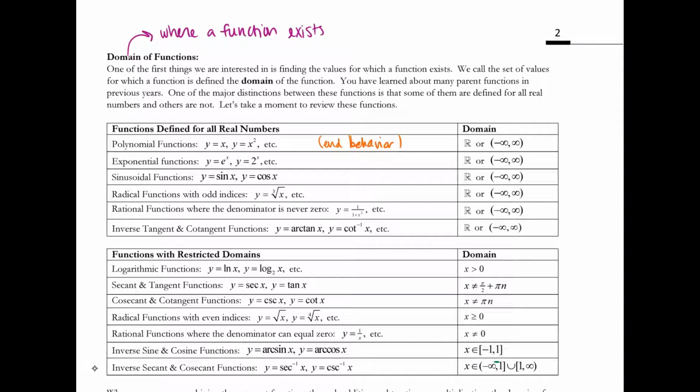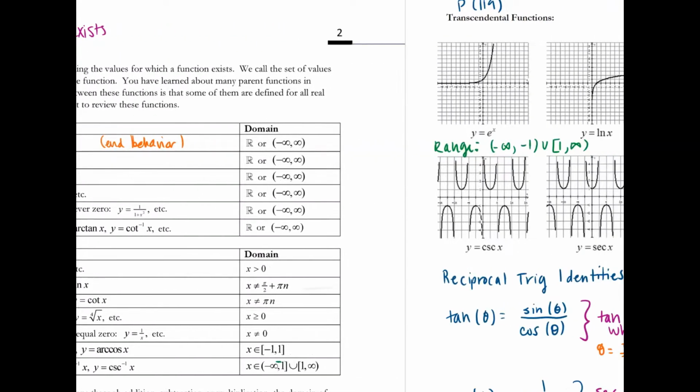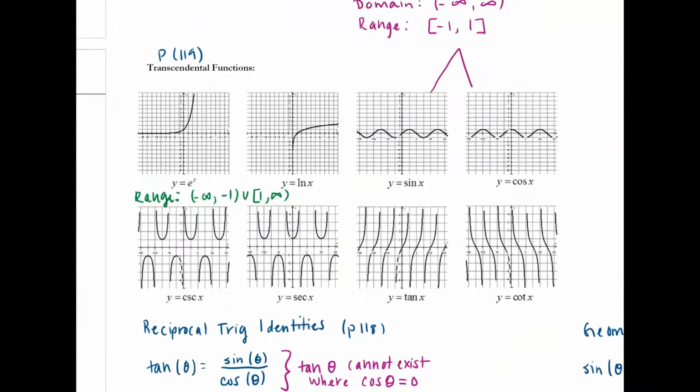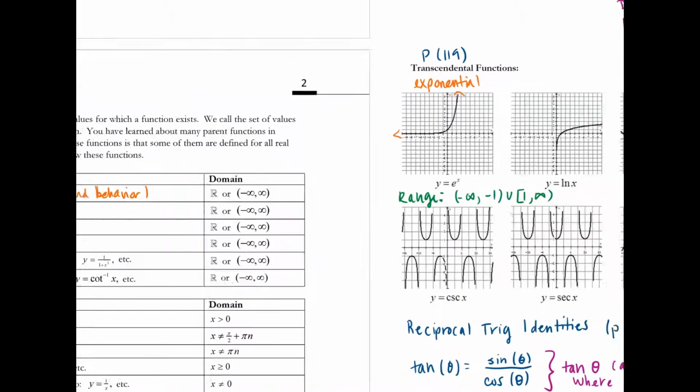For our exponential functions, I'm going to reference some stuff over here. So these are the graphs from page 119. If I look at this exponential with a base e, the exponential functions, their domain is unrestricted. Now the range is restricted, but that's not what we're talking about. So the function y equals e to the x exists for every real value of x.